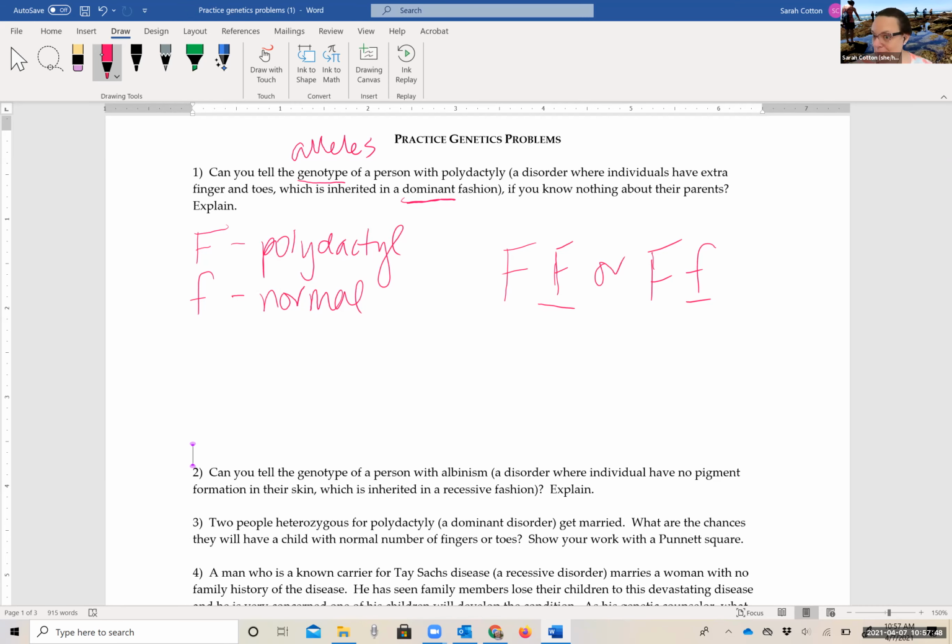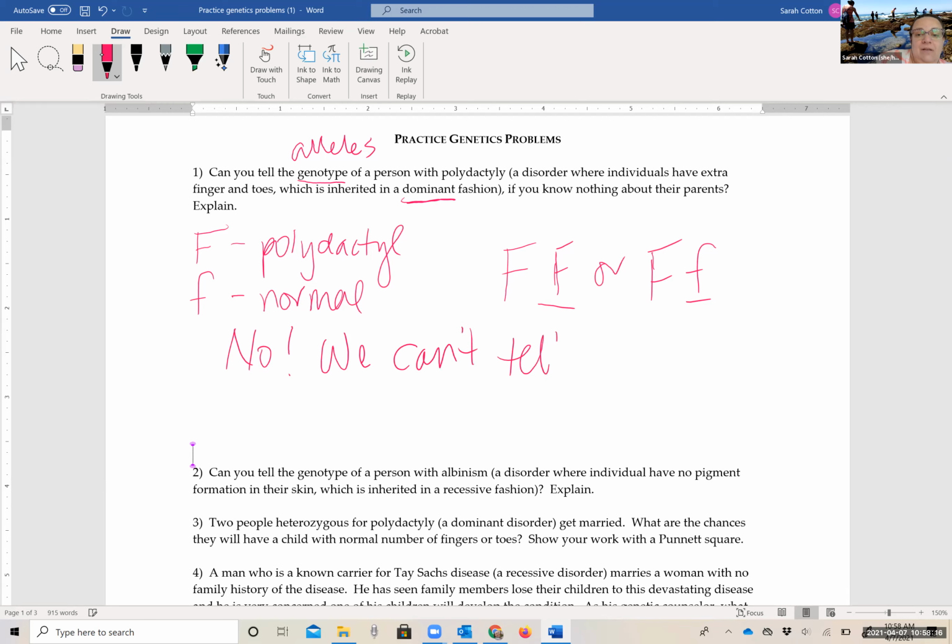Okay, so that's a good question, right? First of all, when you have a dominant allele, it covers up the recessive. So just visually speaking, no, we can't tell.